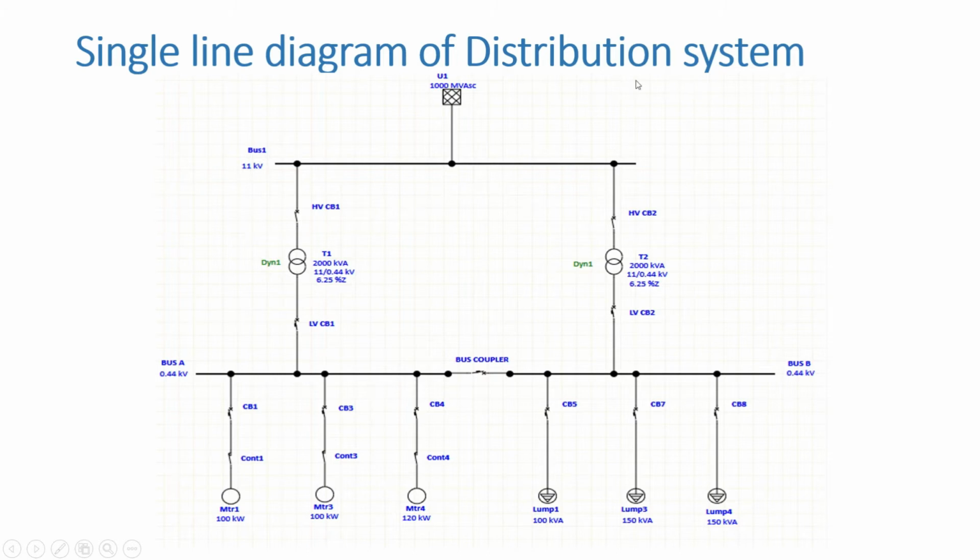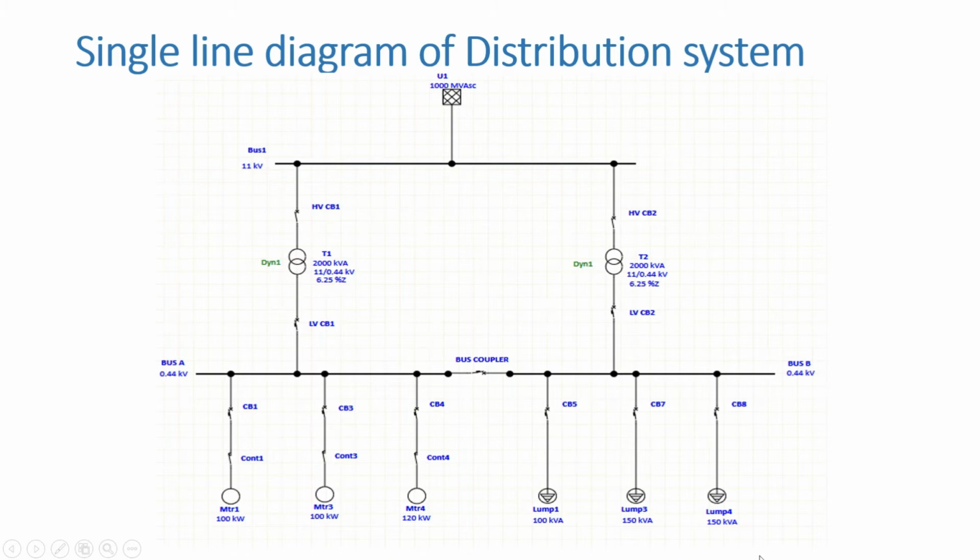bus A. Similarly, from the other side, incomer B, that is from the HV circuit breaker on the primary side and the transformer secondary side LV circuit breaker, it is connected to the switch gear bus B section. So bus A and bus B are connected with the bus coupler, and these are all the outgoing feeders. Here I used motor feeders on the bus A section, and on the bus B section I used lump load. So this is the single line diagram of the distribution system.